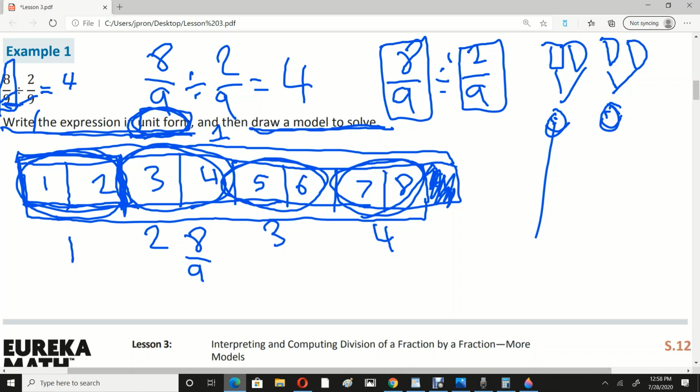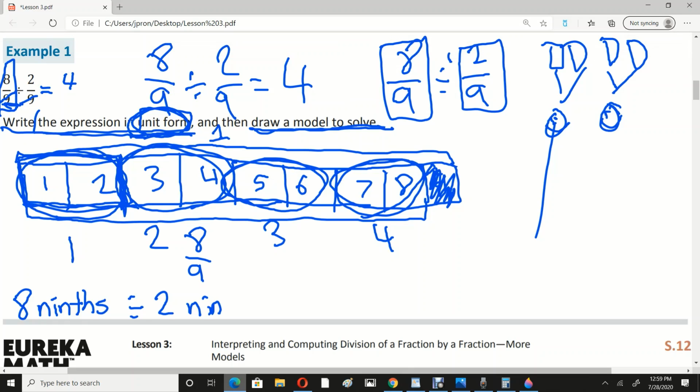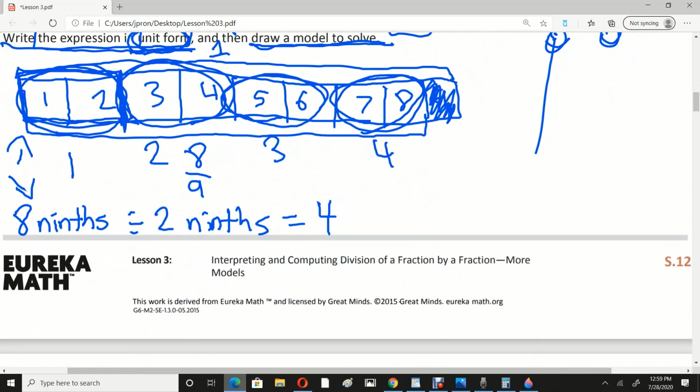So let's go back. They want us to write 8/9 in unit form. Well, we're going to write that as 8/9 divided by 2/9, which will equal 4. So there you go. You have a model version up here and the unit form down here. All right. So now I want you to take some time and we're going to move down to the next problem.